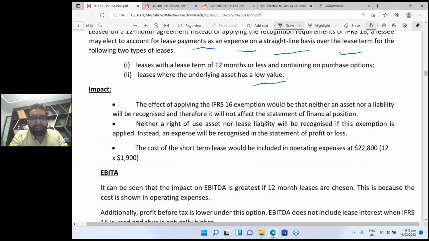So simply 12 multiplied by 1900, straight away 22,800 for the whole year will go in P&L. Operating expenses will be debited by 22,800. This is the impact of this third option, which was the exemption.